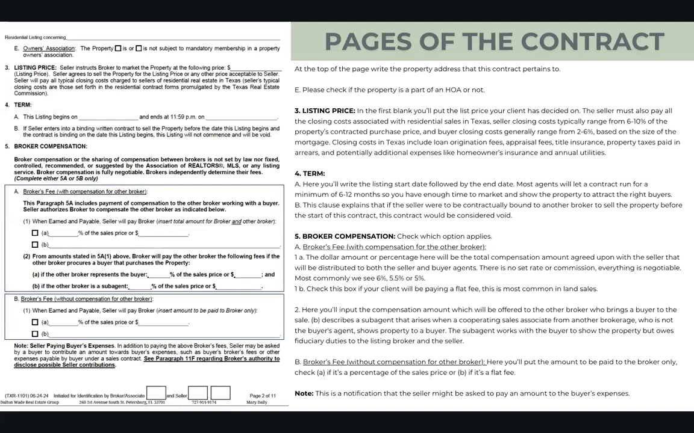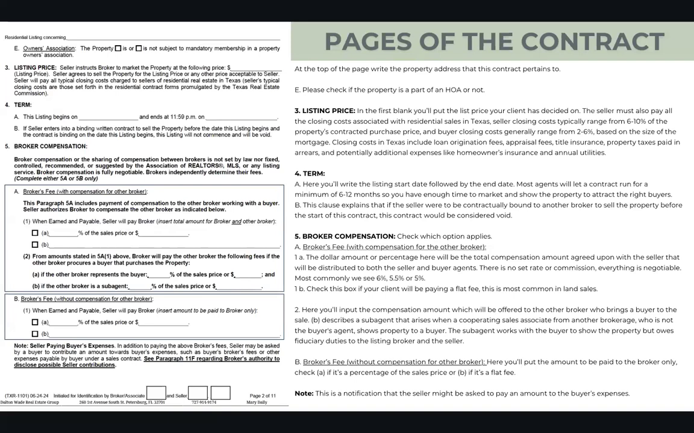Number 4 is the term. So here you'll write the listing start date followed by the end date. Most agents will let a contract run for a minimum of 6 to 12 months so that you have enough time to market and show the property to attract the right buyers. This clause also explains that if the seller were to be contractually bound to another broker to sell the property before the start of this contract, it would be considered void.